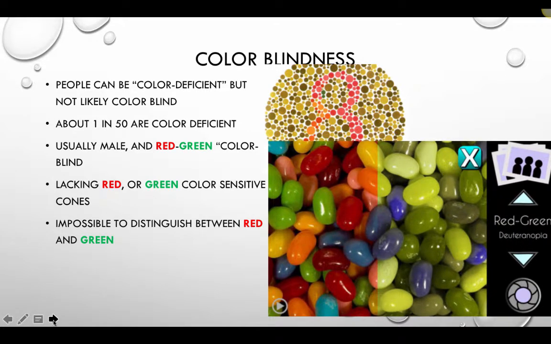Now, in this diagram here, we have normal color vision on the left and what it would look like to see jelly beans intermixed. We have green and red and blue and orange and yellow jelly beans here. But if somebody was red-green colorblind, this is what those same jelly beans would look like. So notice the reds and the oranges seem to disappear. The yellows would still look fairly similar, but the greens and the oranges and the reds would be indistinguishable.